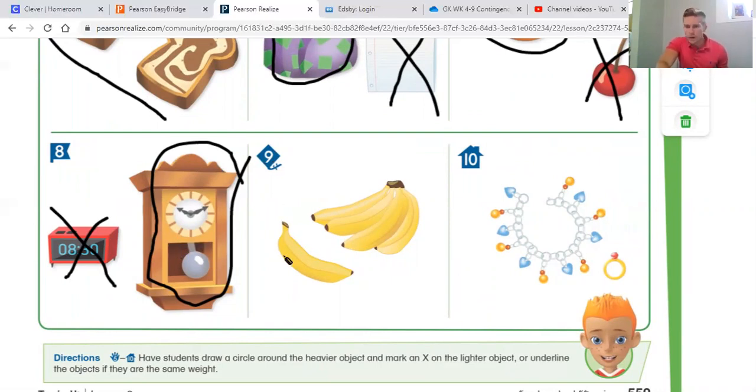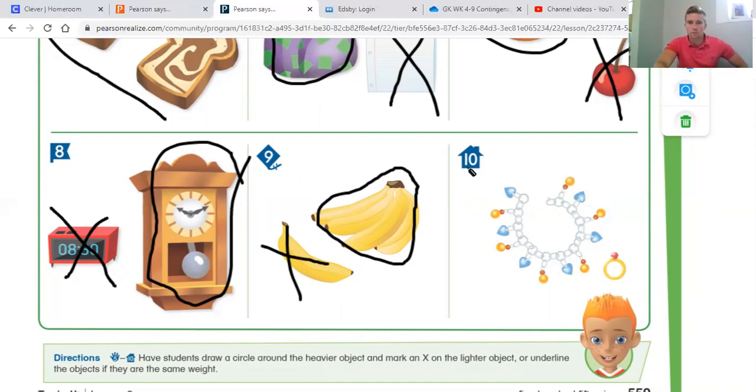Number 9, 1 banana or 4 bananas. Which one weighs more? If I had 1 banana or if I had 4 bananas, which one would be heavier? If you went to the store and you picked up 4 bananas and you picked up 1 banana, which would be heavier? Circle the one that you think would be heavier. And I hope you circled this one with the 4 bananas and you put an X on the lighter one. Good job.